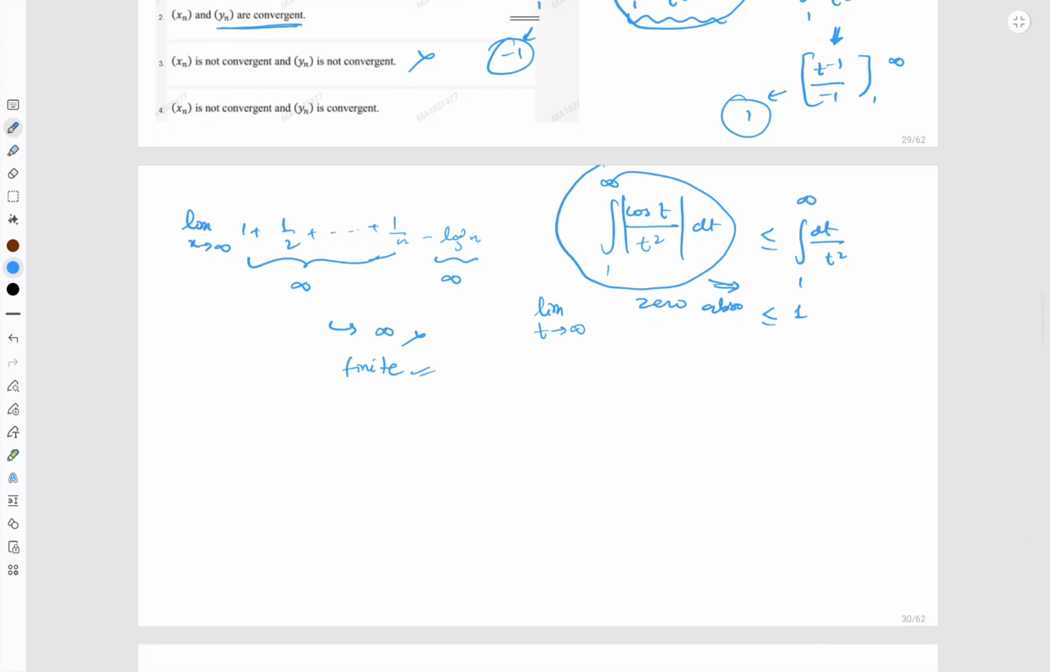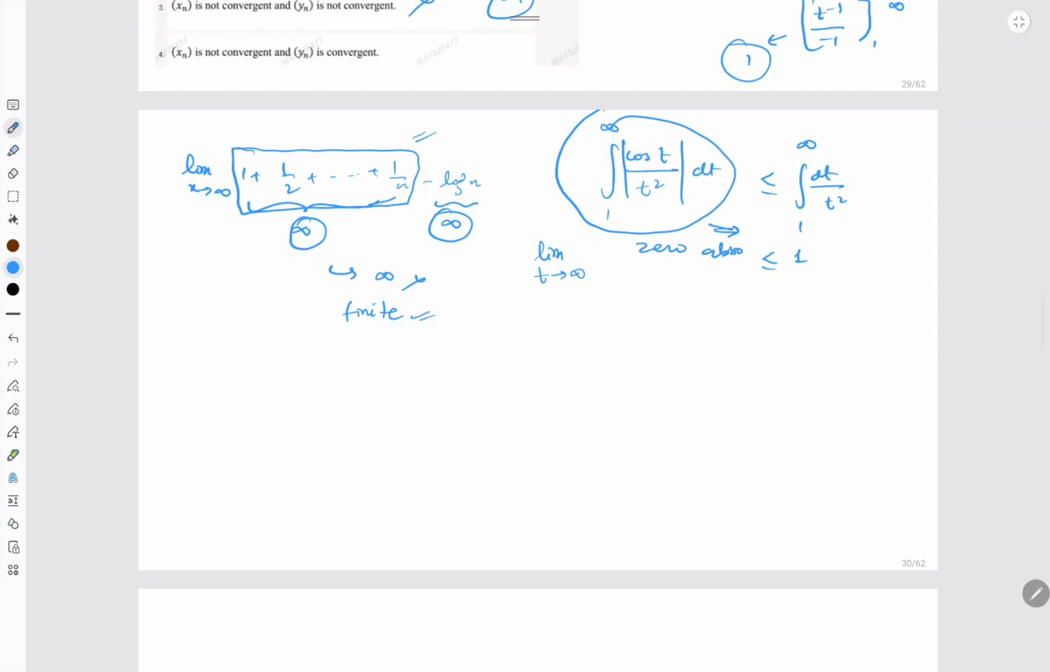Now to find out how these two infinities are related, I need to find the relation between this sum and log of n. So I need to compare this sum and log of n. If this sum is closer to n, then n minus log n will tend to infinity. We know that n is very much larger than log n.